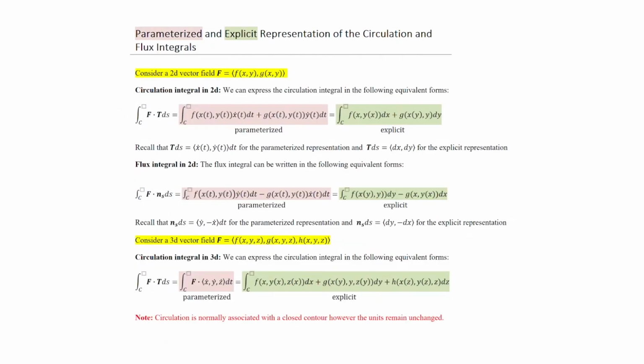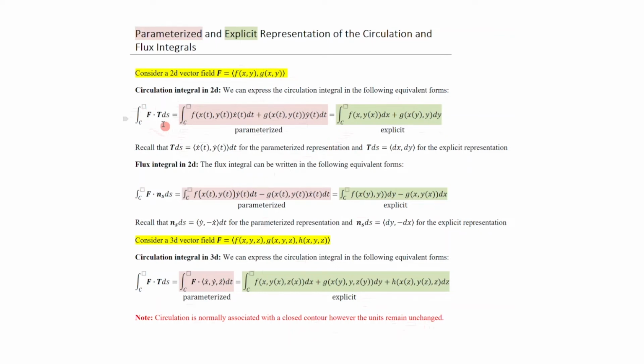Okay, so now what about flux integrals? So here again is a quick summary. If we have a 2D vector field, then it would have a form looking like this. If we're dealing with a circulation integral in 2D, we can express the circulation integral in the following equivalent forms. We can have a parameterized representation, in which case it would take on this form, and explicit representation would take on this form. Now, I made a note at the bottom here that circulation is normally associated with a closed contour. However, the units remain unchanged. So if we looked at this, we had defined anything involving a vector field dot product with a tangent vector. We said that was circulation.